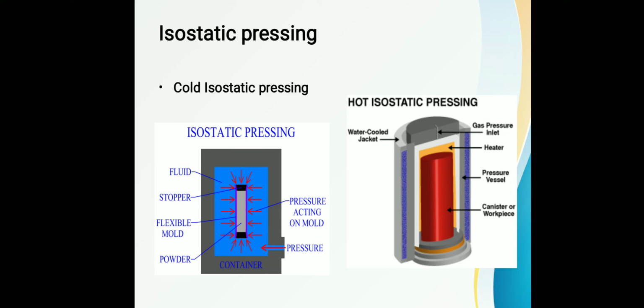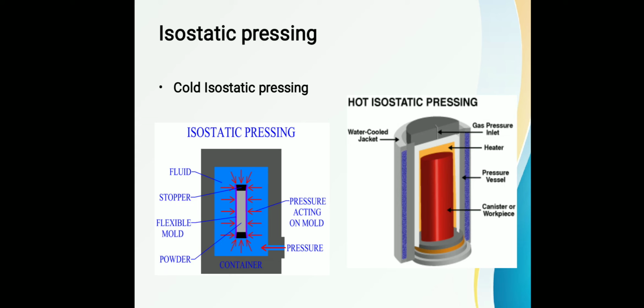But it also has some advantages: we can get more uniform density, there is less expensive tooling, and it is used for shorter production runs. So that is cold isostatic pressing. We apply pressure with water and oil on the flexible mold, and we can compact the powder inside that flexible container or mold.